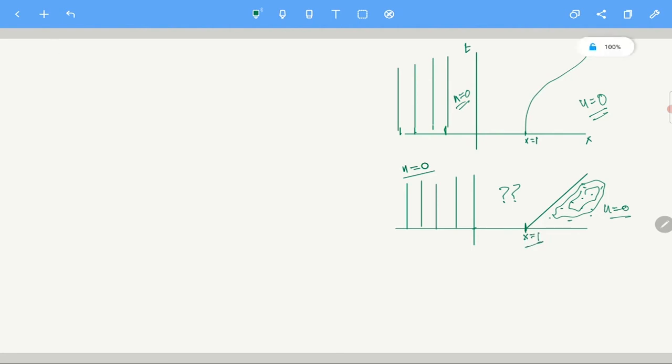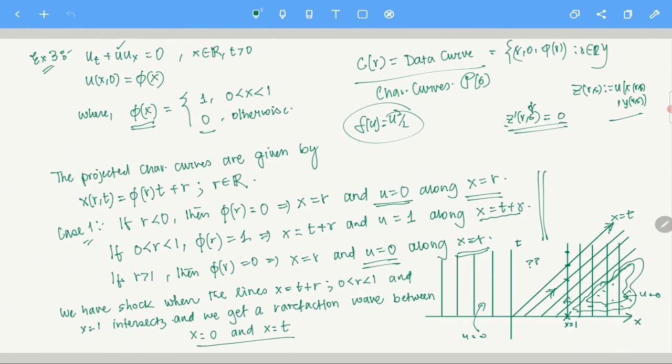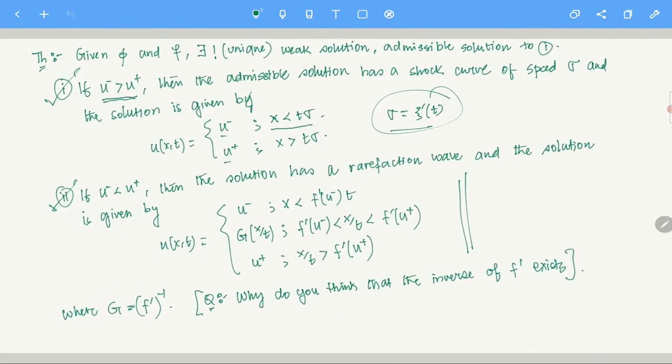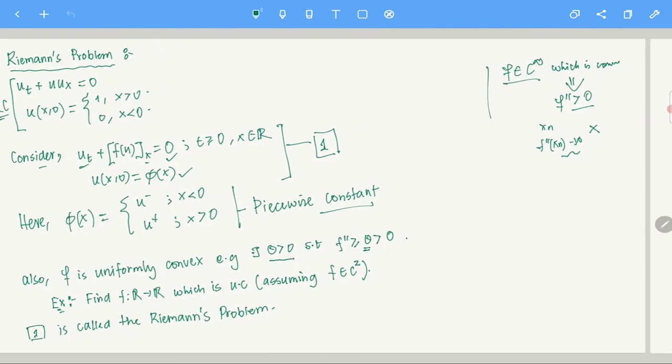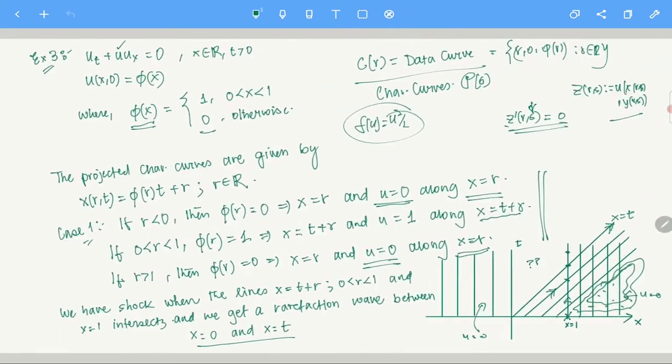So, how do you find out the speed of the shock curve? For that, we want to use the Rankine-Hugoniot condition, right? So, by Rankine-Hugoniot condition, again, as I told you, RH condition, whenever I am writing, it means Rankine-Hugoniot condition. I hope I have explained to you earlier also.